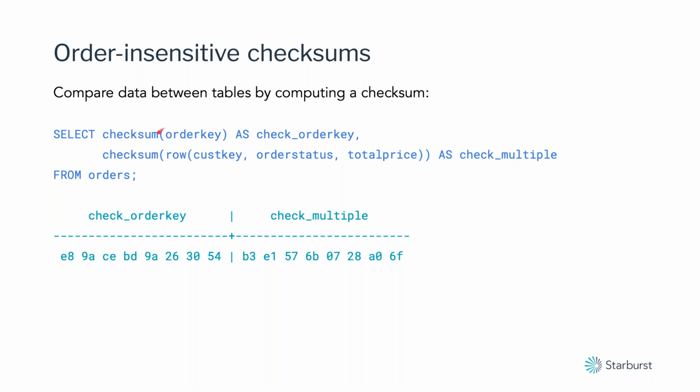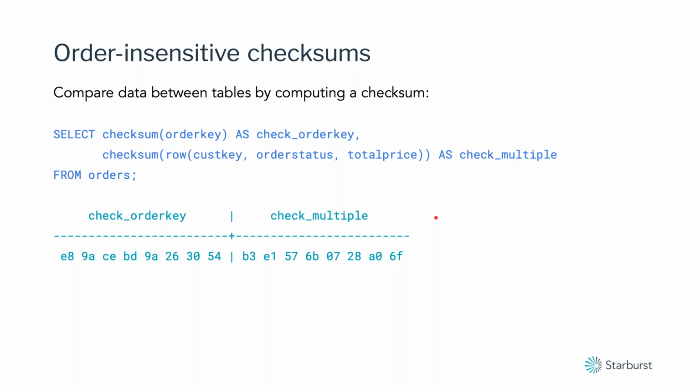And so you can run it over a single input column, like say, the checksum of order key to see if these two columns in the tables have the same values. Or you can use a row, as we saw earlier, to pass in multiple values. So you can say, compute a checksum over the customer key, the order status, and the total price columns. And then it'll get a single checksum for all of those columns combined. And so if the checksum returns the same, it's highly likely that the two tables have identical data.